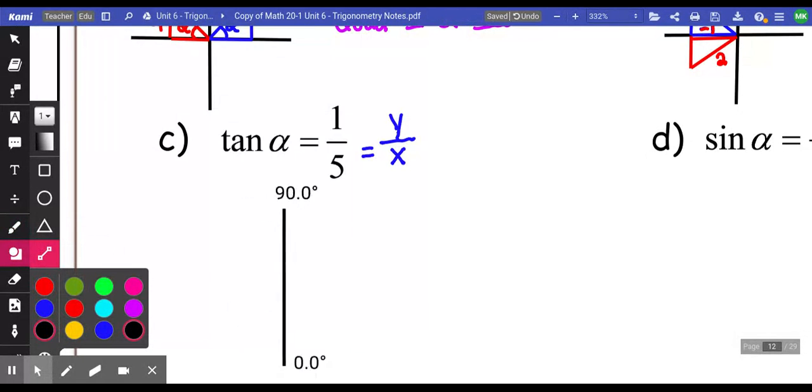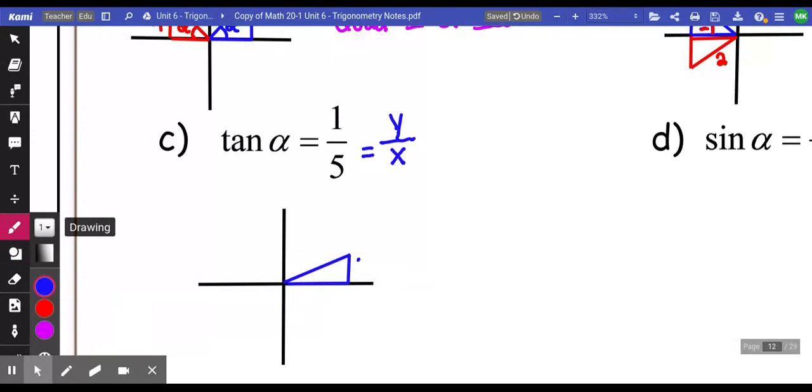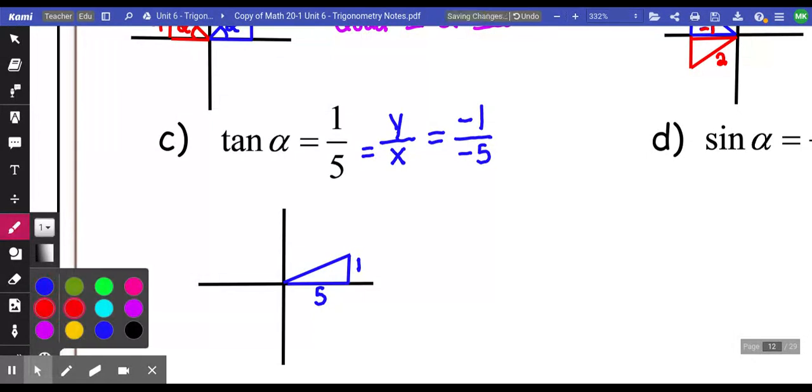So if we sketch it, an x value of 5 means I went to the right. A y value of 1 means I went up. So I could draw this triangle right here. And that has a y value of 1, an x value of 5. Cool. Here's the tricky part. With tangents, because you have y and x, it is possible that you actually had negative 1 over negative 5. And those two negatives might have canceled each other out to leave you with 1 over 5.